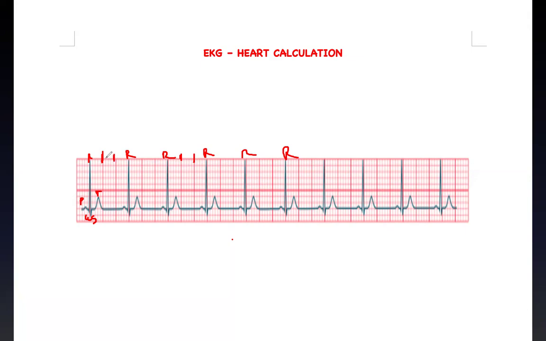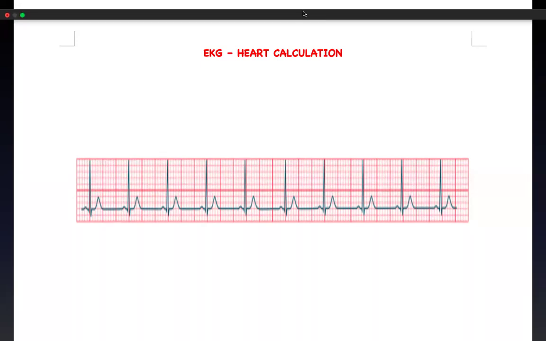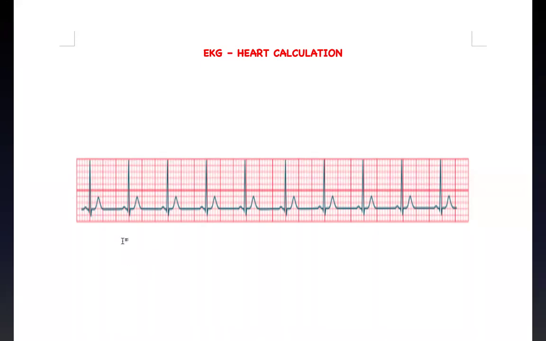So count how many are there. 1, 2, 3. From here to here, how many are there? 1, 2, 3. And you can see it's uniform. 1, 2, 3. That means this is a regular rhythm. If it's irregular, you won't see the same number of large boxes between 2 R's. It's going to be different. How you calculate the heart rate is based on what kind of method you want to use.